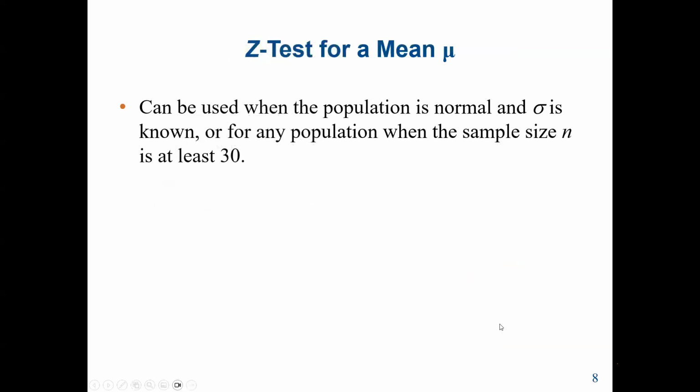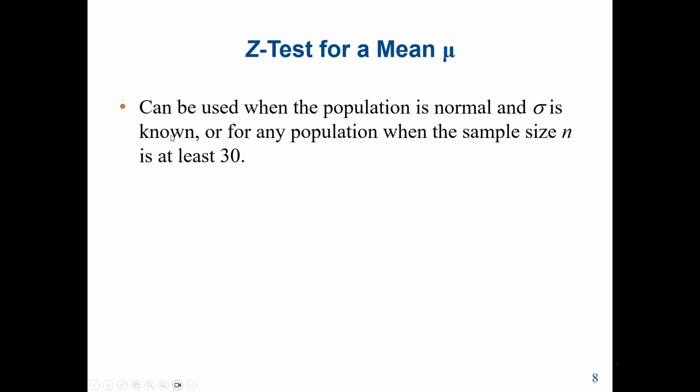Okay. So that will lead us to the z-test for the mean mu. Here we say the z-test for a mean mu can be used when the population is normal, and also because the z-test is a parametric test, we always have to test for the normality of the distribution. We normally can use Shapiro, and also another one that starts with K, Kolmogorov. Basically we can use those two to test the normality of the distribution.